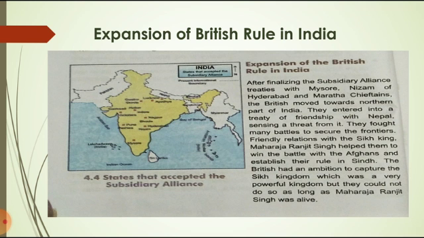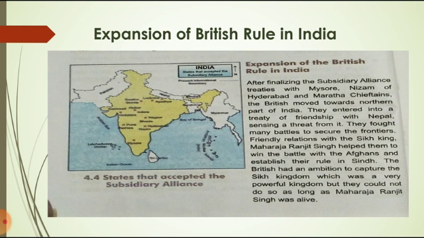Friendly relations with the Sikh king Maharaja Ranjit Singh helped them to win the battle with the Afghans and to establish the rule in Sindh. Maharaja Ranjit Singh was a very famous king at that time in the princely state of Punjab, the Sikhs, right? The British helped in the battle with the Afghans and established the rule in Sindh. The British had an ambition to capture the Sikh kingdom.